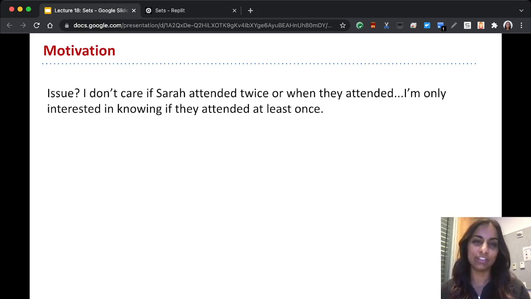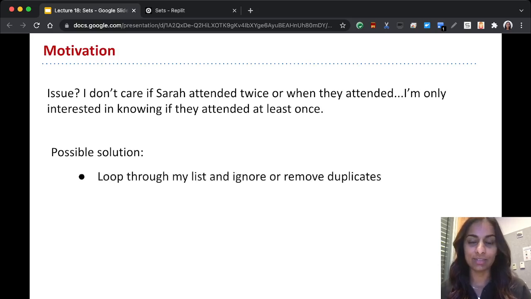But there's a slight issue. I don't really care if Sarah attended twice or when they attended. I'm only interested in knowing if they attended at least one time. So a possible solution to figure this out is to loop through my list and either ignore or fully remove duplicates, just so that we can end up with a list that only has each student in it one time per student.